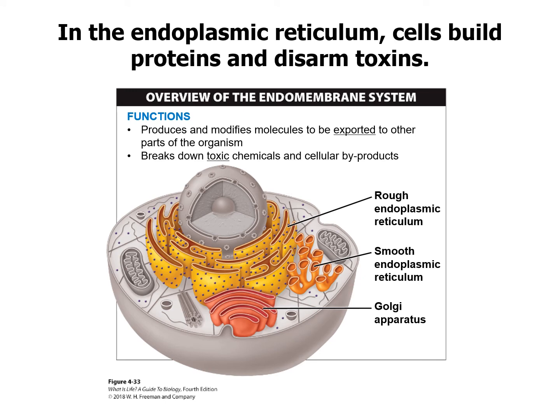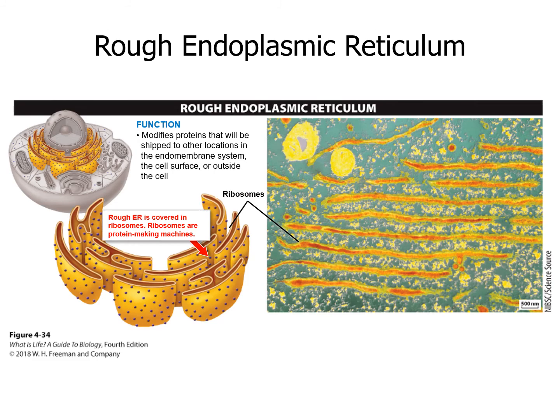In the endoplasmic reticulum, or the ER, cells will build proteins and disarm toxins. Their functions are to produce and modify molecules to be exported to other parts of the organism, and to break down toxic chemicals and cellular byproducts. And we do have 2 types, the rough ER and the smooth ER. The rough ER, or rough endoplasmic reticulum, has the function of modifying proteins that will be shipped to other locations in the endomembrane system, the cell surface, or outside of the cell.